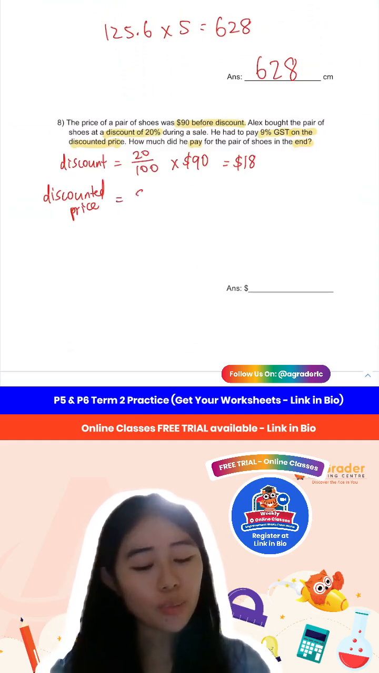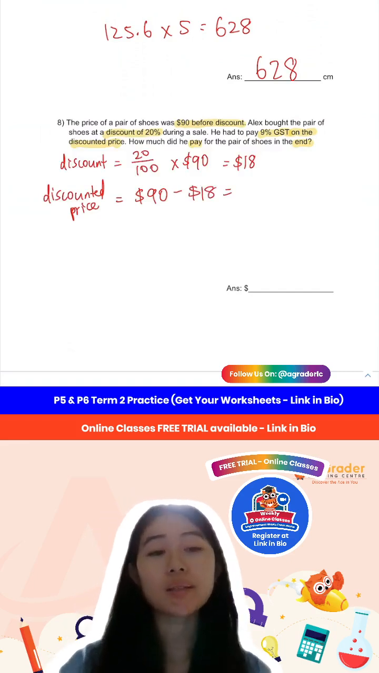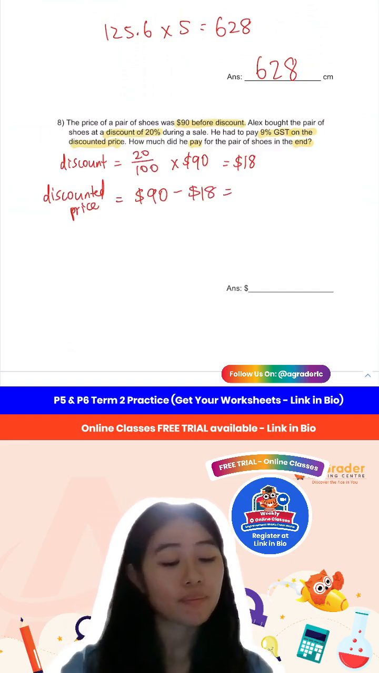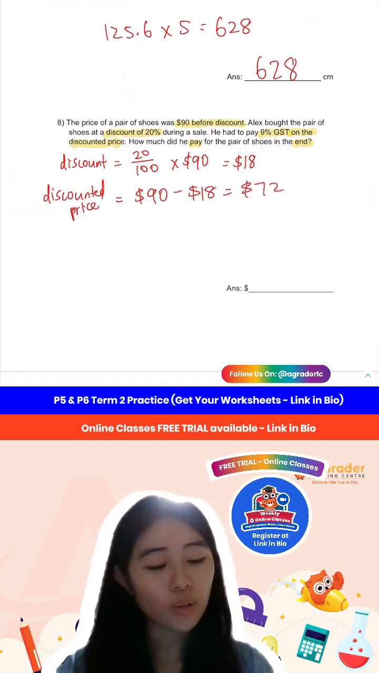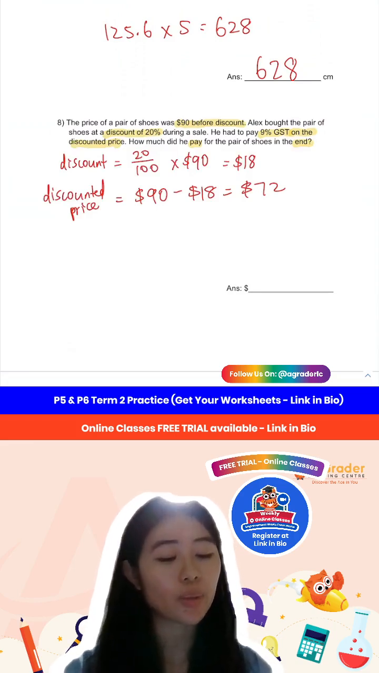Right. So your discounted price will be you use the original price minus the discount. So a discount makes something cheaper. So after the discount, you only need to pay $72. That is the discounted price.